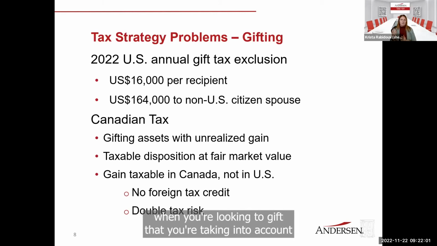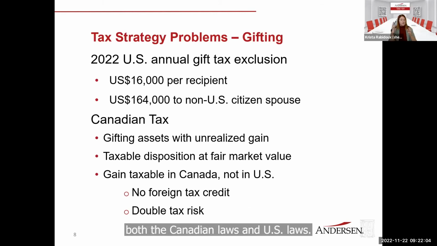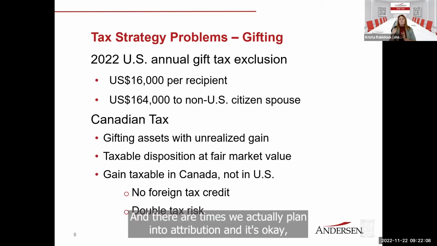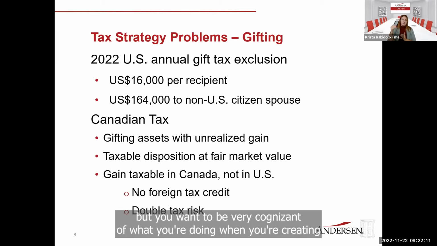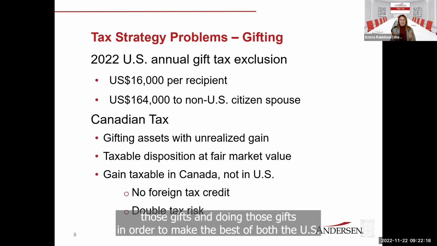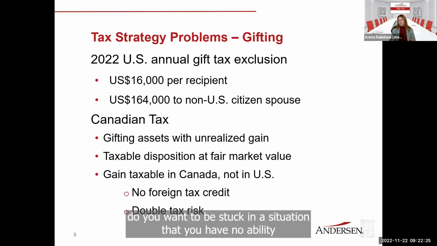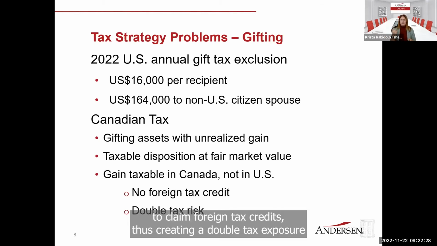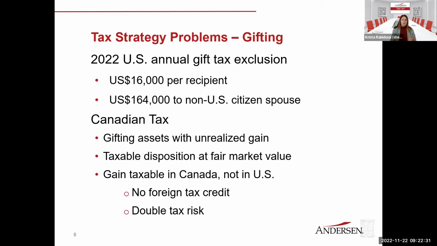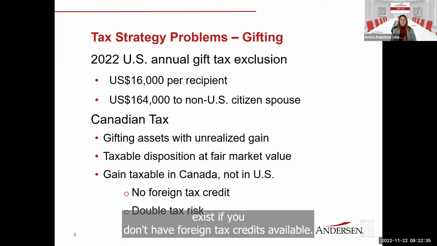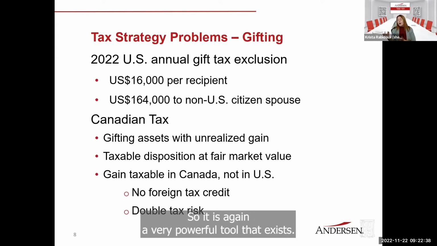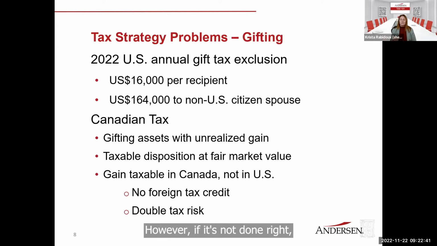So you really need to be careful when you're looking to gift, that you're taking into account both the Canadian laws and US laws. And there are times we actually plan into attribution, and it's okay, but you want to be very cognizant of what you're doing when you're creating those gifts, in order to make the best of both the US side of the border and the Canadian side of the border, because never in tax planning do you want to be stuck in a situation that you have no ability to claim foreign tax credits, thus creating a double tax exposure. So it is again a very powerful tool that exists. However, if it's not done right, you can actually create a lot of risk for extra tax.